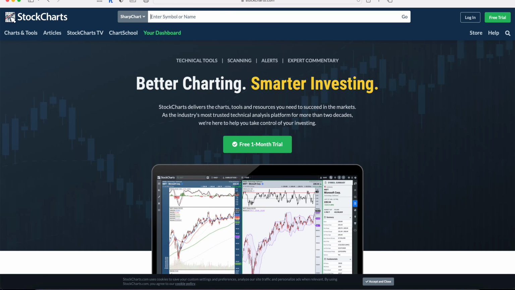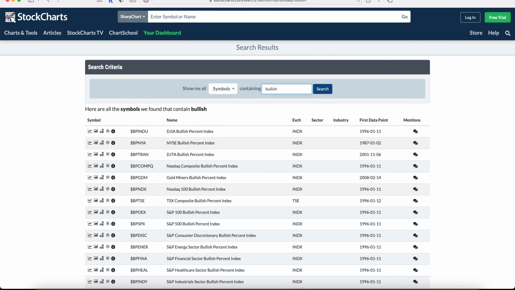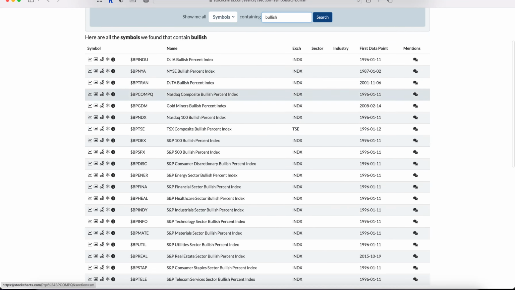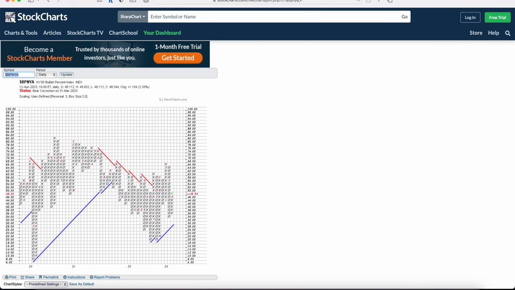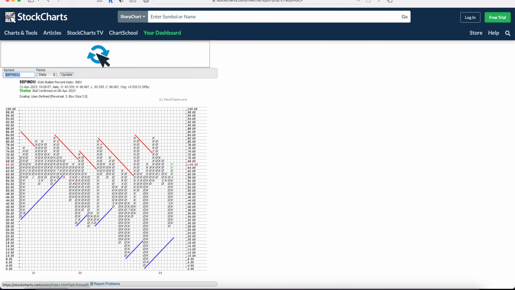Then we go to stockcharts.com, and we look at the internals. Bullish percent indexes. The NYA, these are wild today because they all went up. I did look at them midday. The industrials went up quite a bit. I mean, tacked on 2 X's.